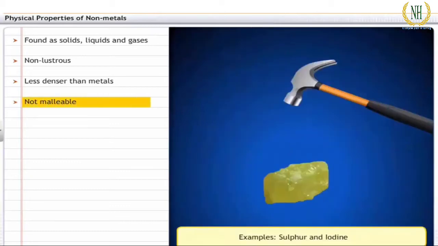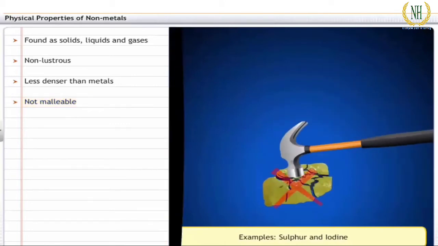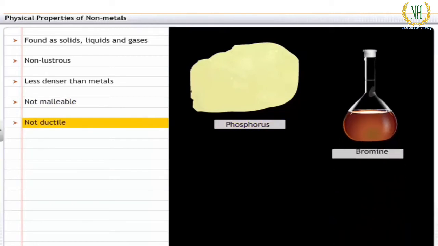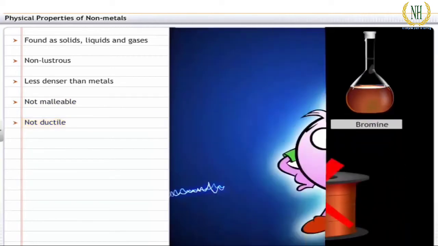Non-metals are non-malleable. For example, sulfur and iodine cannot be hammered into sheets. Non-metals, except for carbon fibers, are not ductile. For example, phosphorus and bromine cannot be drawn into wires.